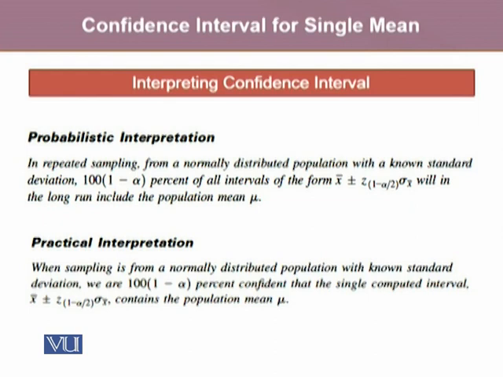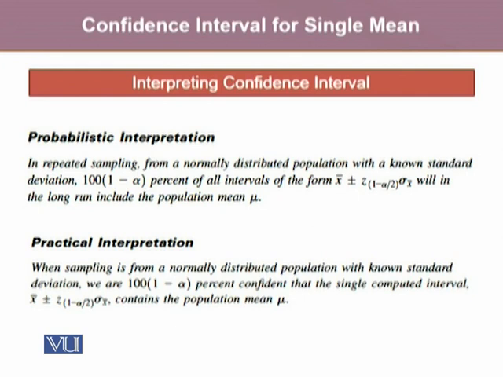Whenever we draw interval estimates, we can interpret them in a probabilistic way or a practical way. Generally, it's recommended to do both. For our confidence interval for the arithmetic mean, the probabilistic interpretation would be that in repeated sampling from a normally distributed population with a known standard deviation, 100 times 1 minus alpha percent of all intervals of the form x bar plus minus z 1 minus alpha by 2 sigma x bar will in the long run include the population mean mu. The practical interpretation would be that when sampling is from a normally distributed population with known standard deviation, we are 100 times 1 minus alpha percent confident that the single computed interval x bar plus minus z 1 minus alpha by 2 sigma x bar contains the population mean.